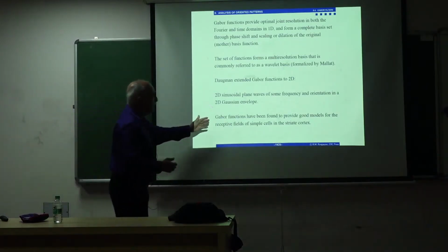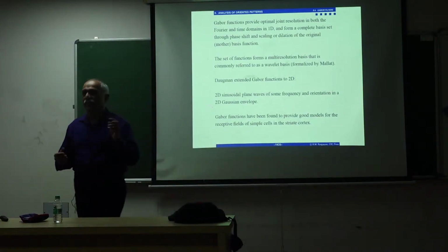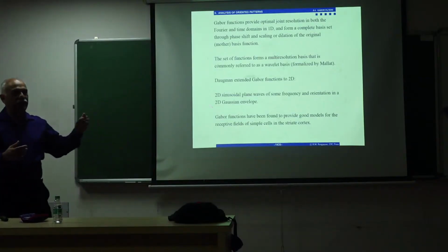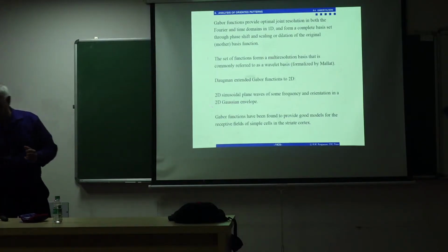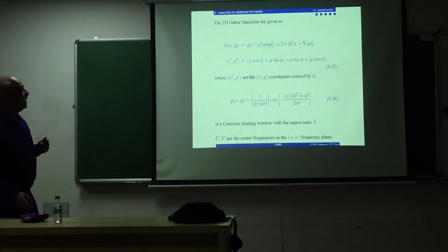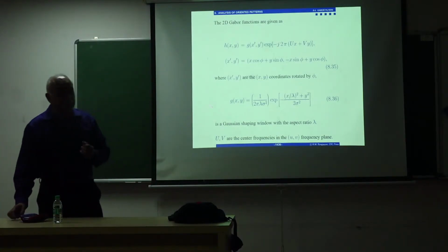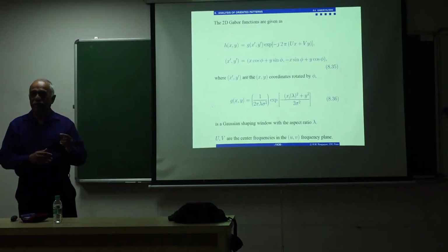And they have been found to provide good models for the receptive fields of simple cells in the striate cortex. So there is some relationship between these functions and what happens in our visual system. So let us look at a few formulations. We saw one formulation earlier. For the detection of the pectoral muscle, I showed Gabor filters as wavelets.